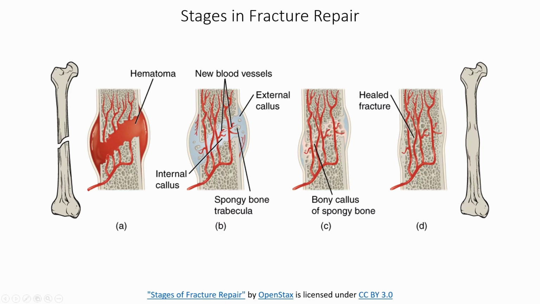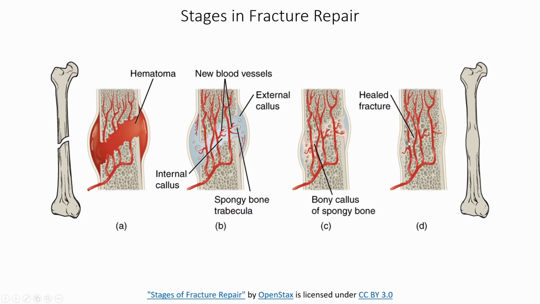And then we get to the next part, which is to replace that cartilage with bone. We have what's called a bony callus form next. This also takes a few weeks to occur. So in this case, we're seeing spongy bone being laid down. And then after that bony callus, we have our healed fracture.